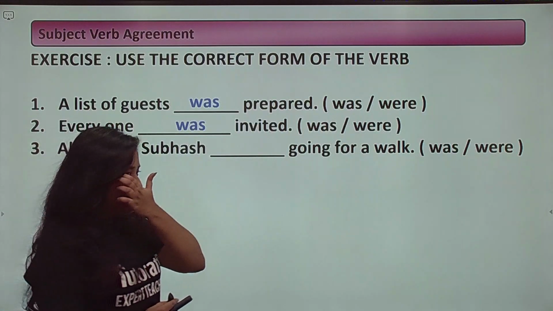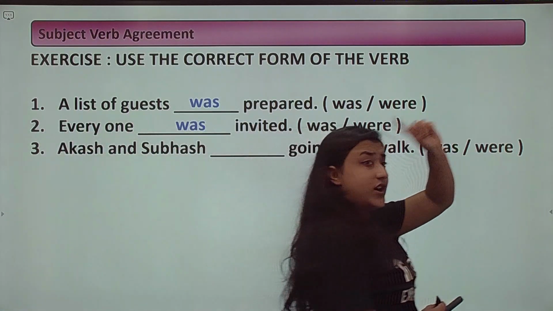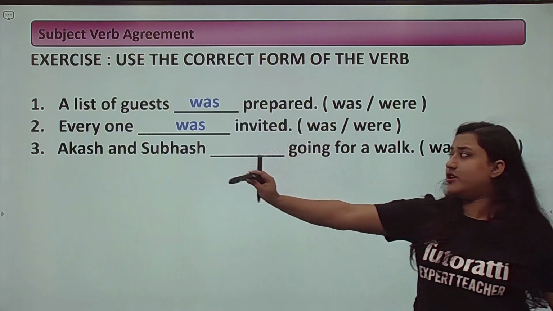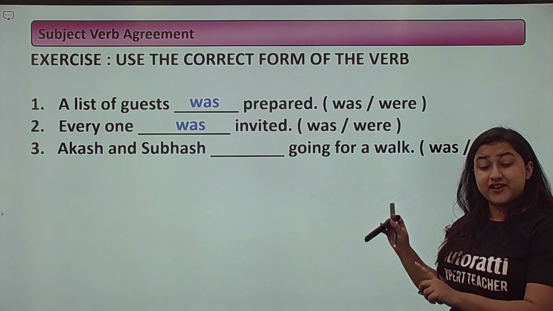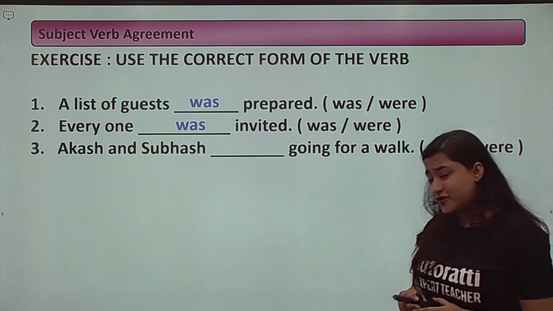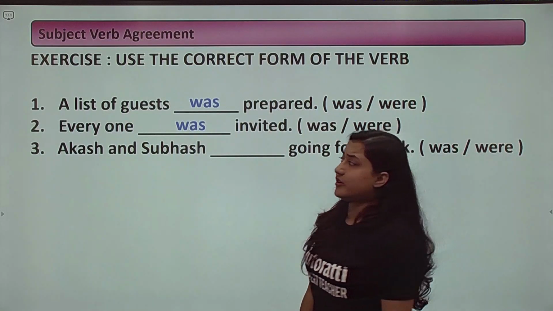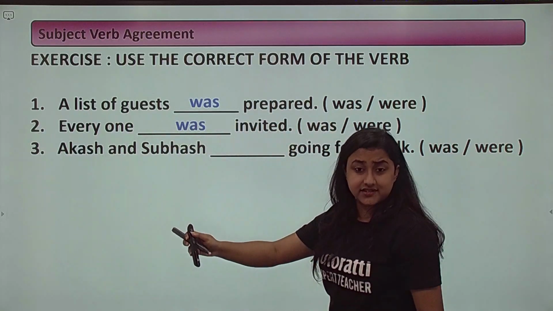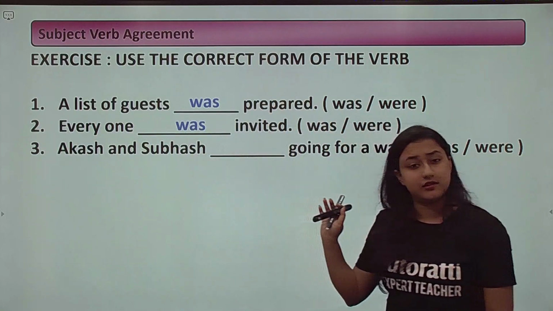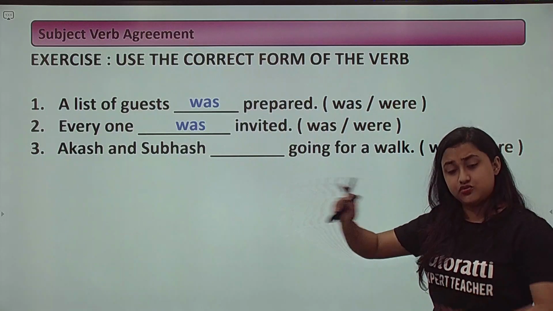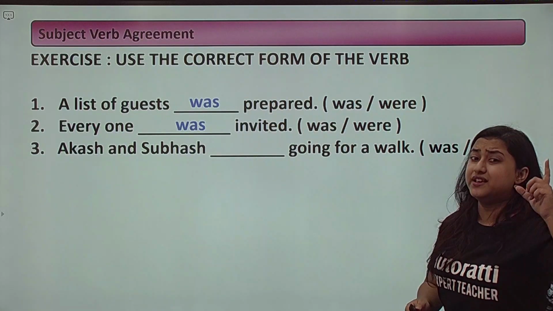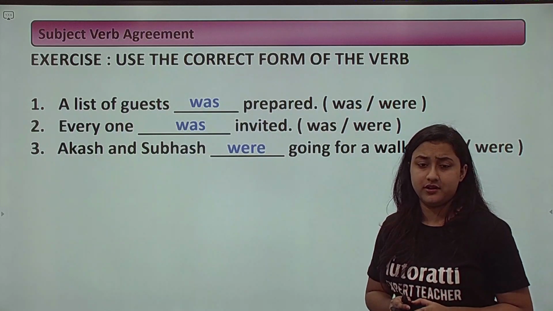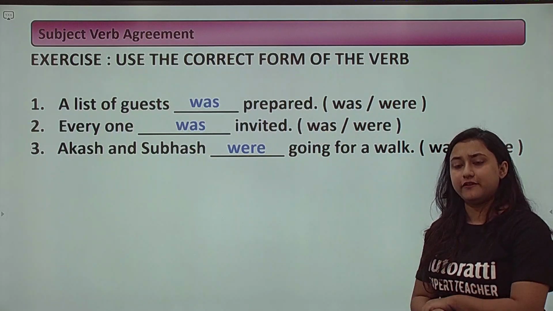Which rule, students? The first rule. Two singular nouns joined by and expressing different ideas. How different ideas? Here we are talking about Akash as a different person and Subhash as a different person. So Akash and Subhash, two different ideas, singular joined by and. Students, the verb is always plural. Akash and Subhash were going for a walk.